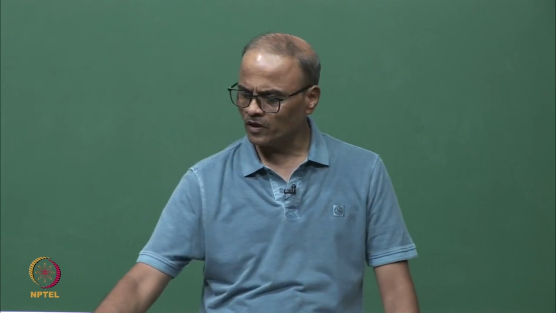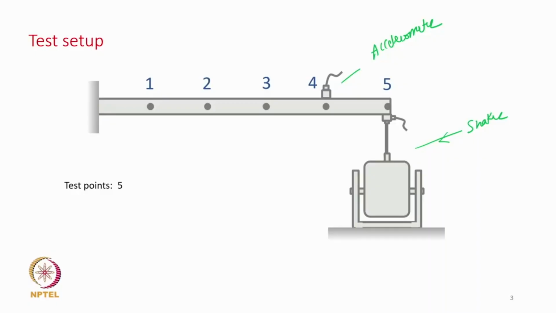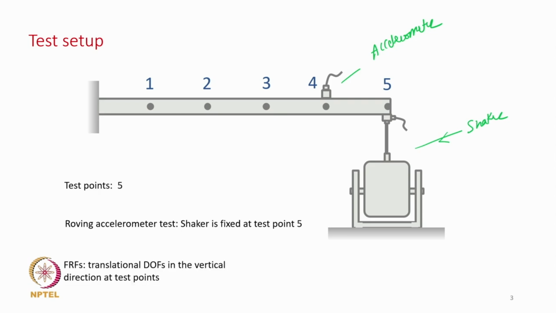Therefore in this particular case we are going to use 5 test points, and we are going to conduct a roving accelerometer test, and we are fixing the shaker at test point 5 as shown in the figure. Then we are going to measure FRFs in the translational directions at these 5 test points, and measure the FRF along these directions, and a force also is applied by the exciter along the translational direction.